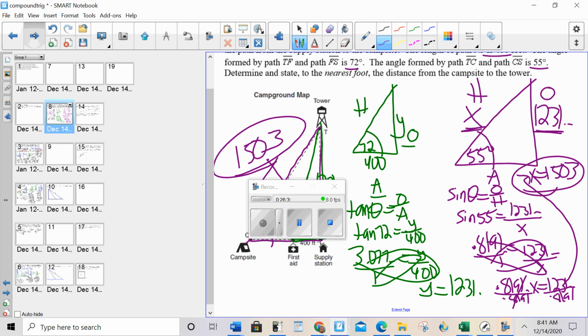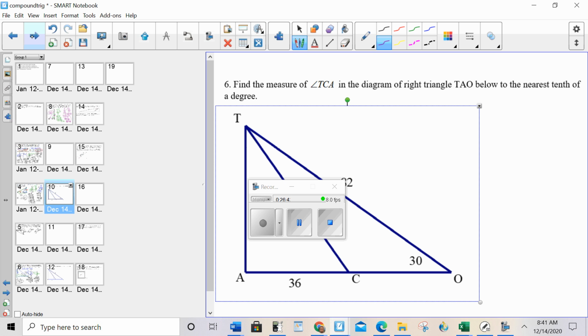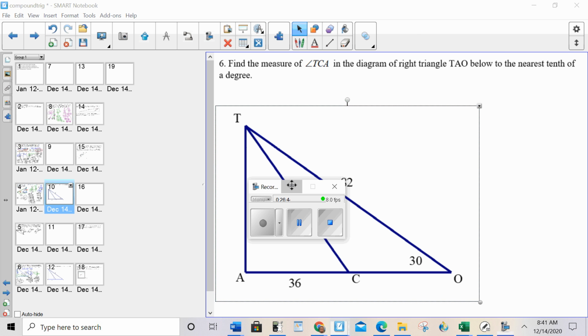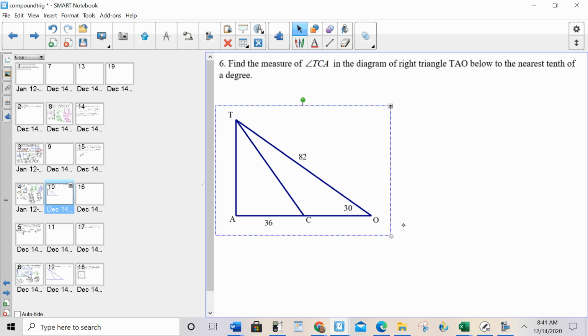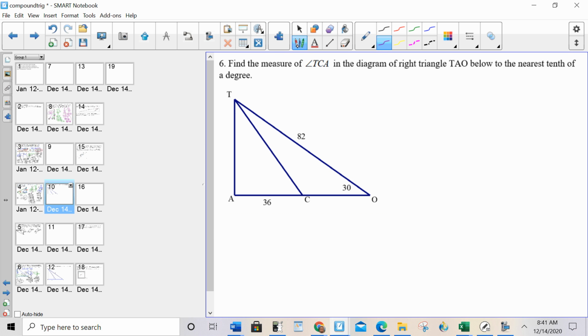Okay, so let's take a look at the next one. Number 6. Don't think I need this picture quite this big. Find the measure of angle PCA in the diagram of right triangle TAO to the nearest tenth. Well, subtraction. Is there anything I can subtract to find this angle? No. This angle is in this right triangle. Do I have enough information right now to find that? No. I just have one side.